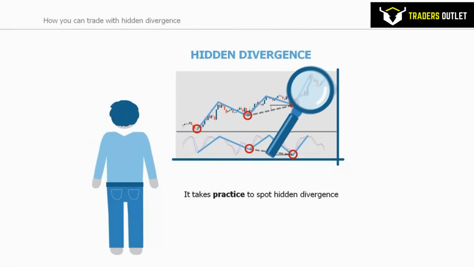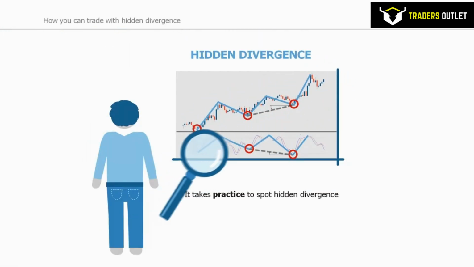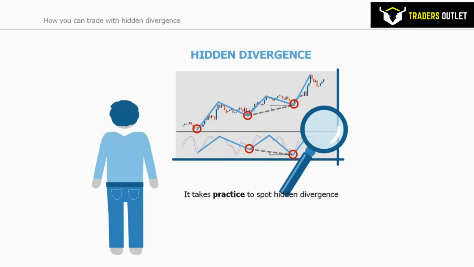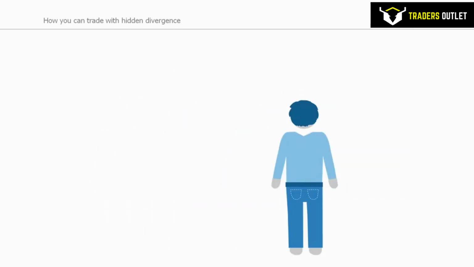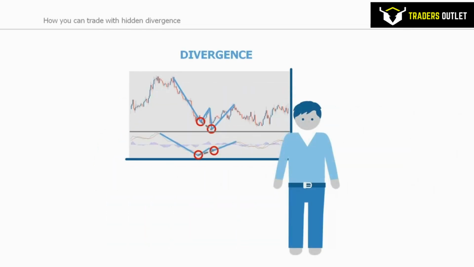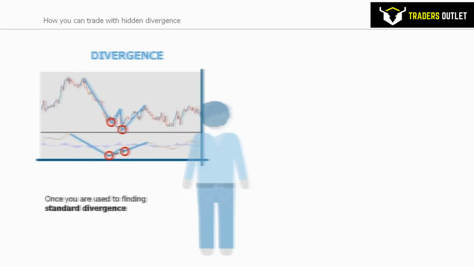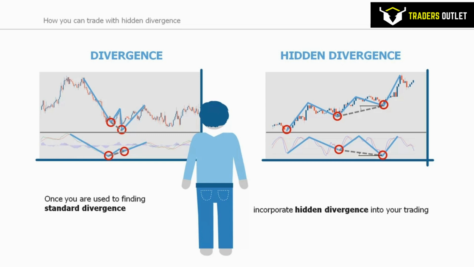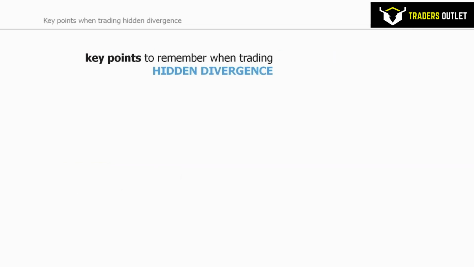It takes practice to spot hidden divergence. It is recommended that if you are new to this concept, you should concentrate on standard divergence first. Once you are used to finding standard divergence, you can then incorporate hidden divergence into your trading at a later stage. There are some key points to remember when trading hidden divergence.